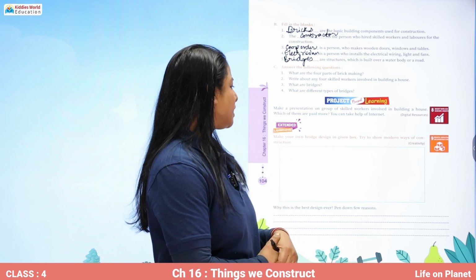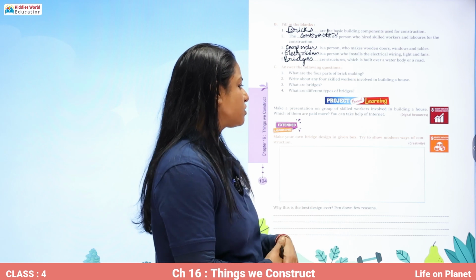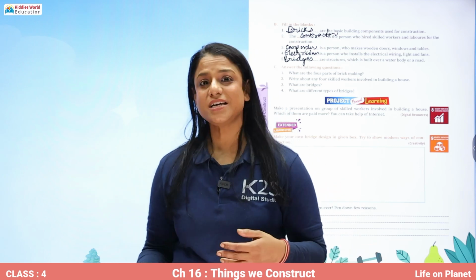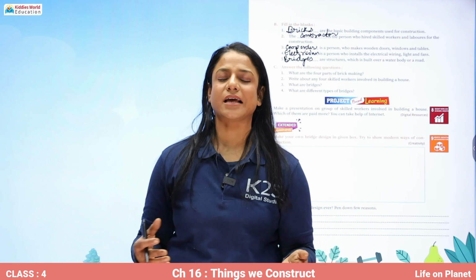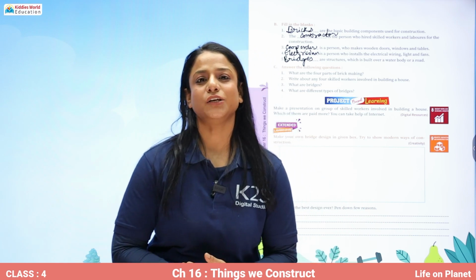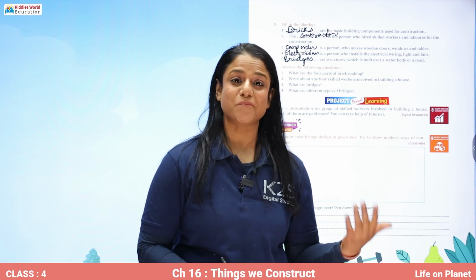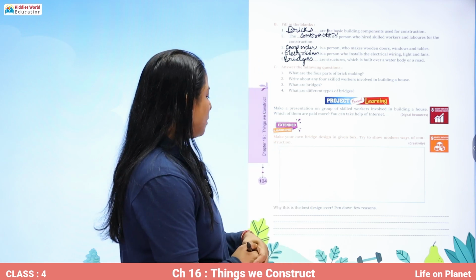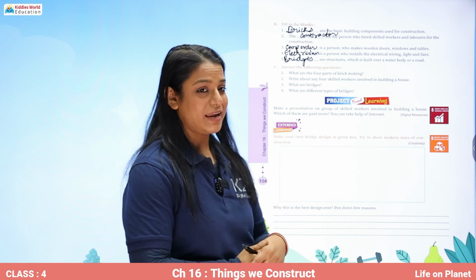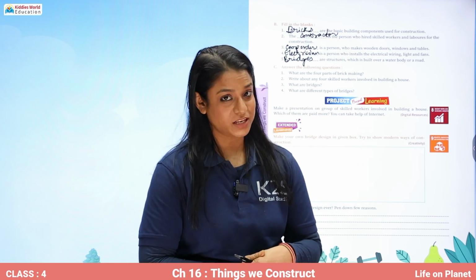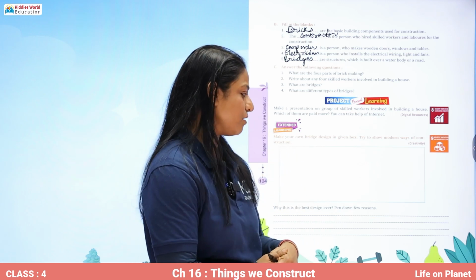Now you have to make your own bridge design in the given box. Try to show modern ways of construction. You can use different materials like iron, beams and all the other things and try to give it a very unique shape, but that shape should be practical, so that it can be constructed. Now also write why the design of the bridge that you have made is the best ever, and just pen down a few reasons for that.